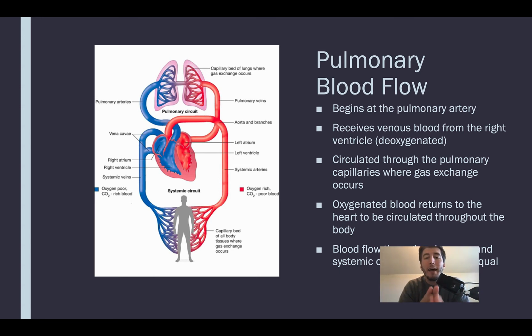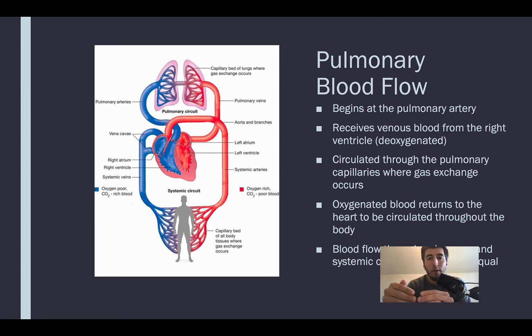Once we leave that capillary bed, we're going to circulate that now oxygenated blood and decarbon dioxide, I don't even know how you say that, blood back towards the heart, right, via the pulmonary vein. And then once we reach the pulmonary vein, we're going to pump into the left atria, from the left atria to the left ventricle, from the left ventricle out to the body. So that's simply pulmonary blood flow, right? From the right ventricle to the lungs, lungs to the left atria, to the left ventricle, to the body.